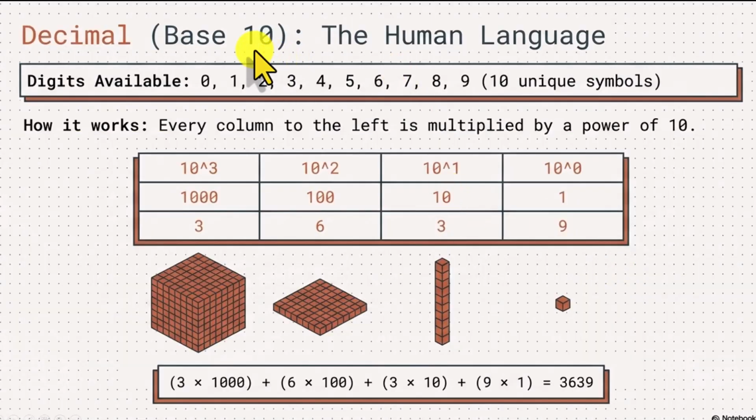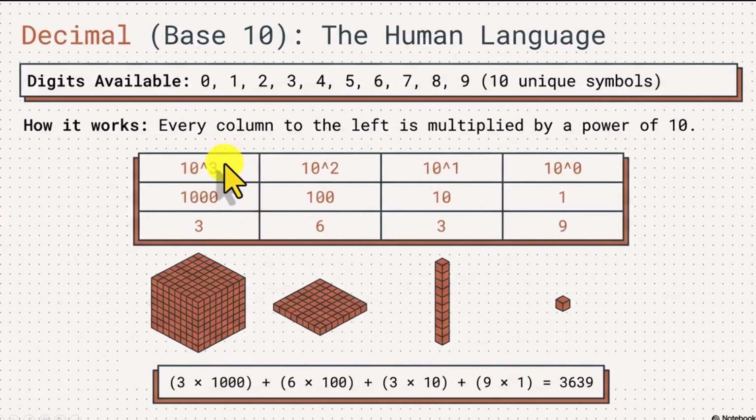See, decimal is base 10, the human language. The digits available are 0, 1, 2, 3 up to 9, so 10 different unique symbols. How it works: every column to the left is multiplied by a power of 10. The value of the first place is 10 to the power of 0, which is 1, so a 9 here means 9. Then 10 to the power of 1, the next one, which is 10. A 3 here means 30. Then the next one, 10 to the power of 2, which is 100. A 6 here means 600.